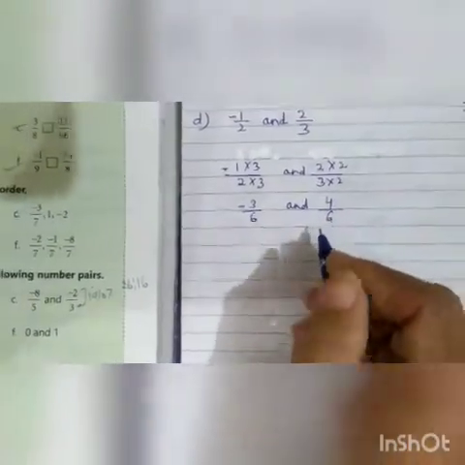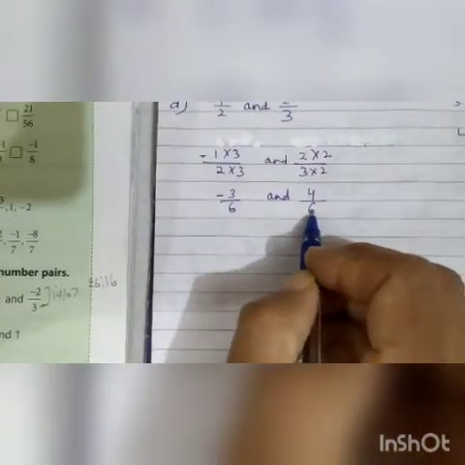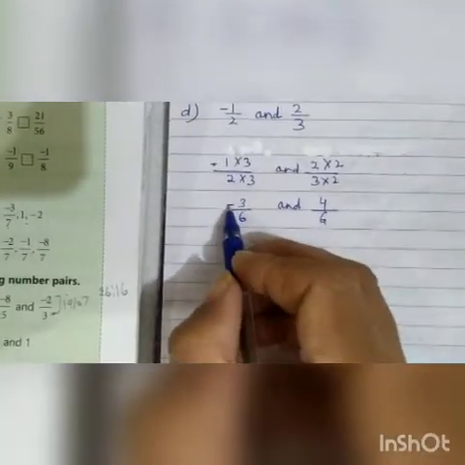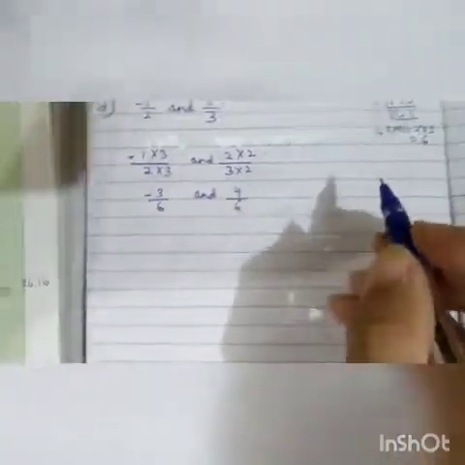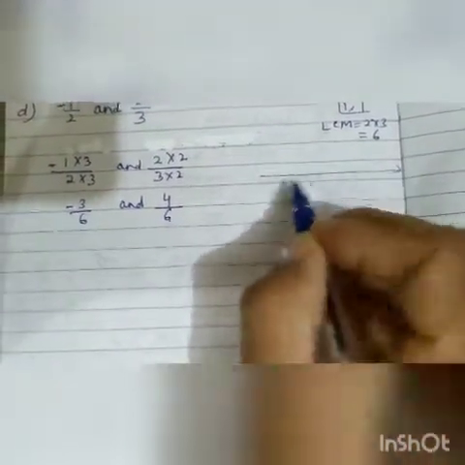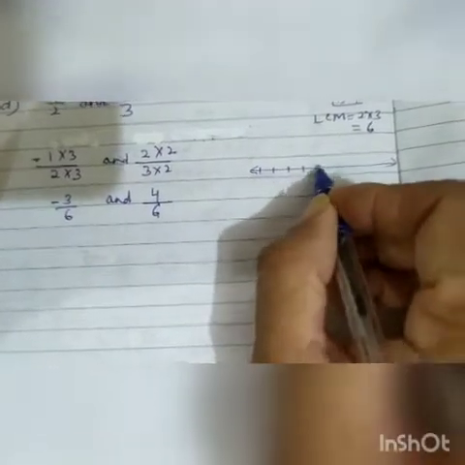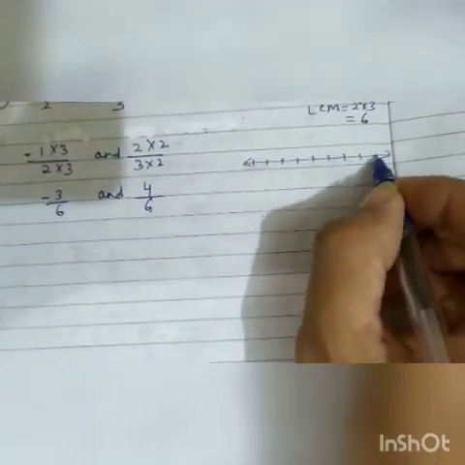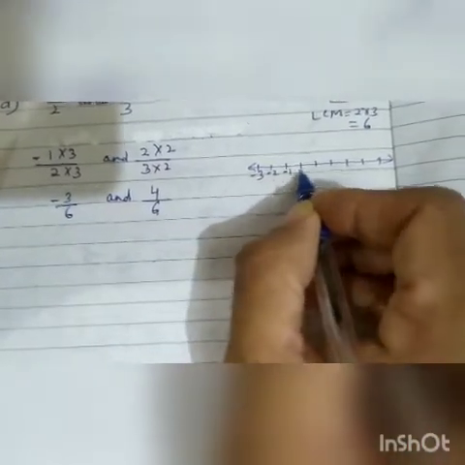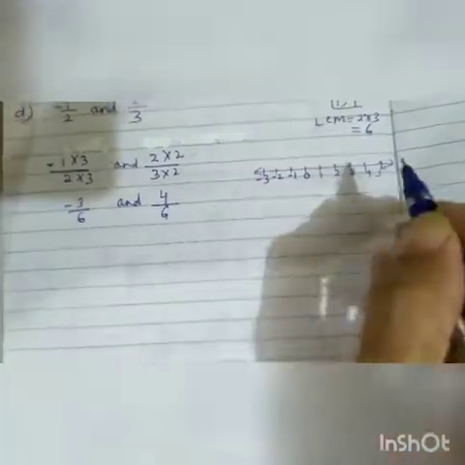Now you are also noticing that one rational number is negative and the other is positive. Their denominators are the same. Their numerators are minus 3 and 4. So students, let us see on the number line. Suppose this is a number line, only for rough work: minus 3, minus 2, minus 1, 0, 1, 2, 3, 4, 5.